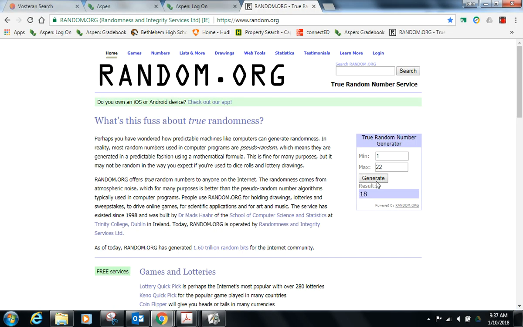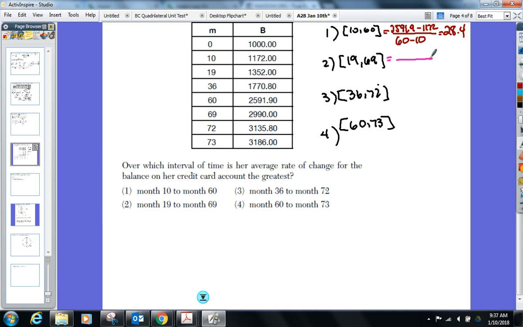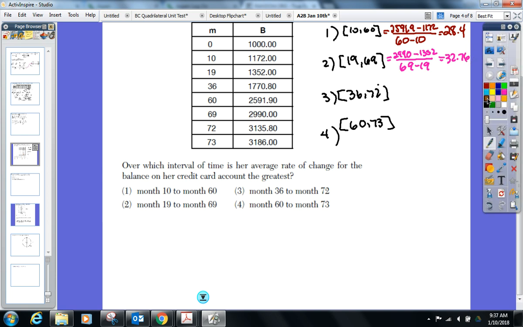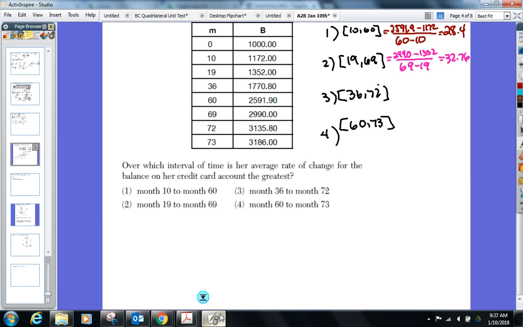Next one. 18. No 18? Go ahead, Shannon, go. 19 to 69. Over. And about how much? Yep. You guys are doing a nice job. Here you go, number 3. What am I plugging in? Let's go. 6.